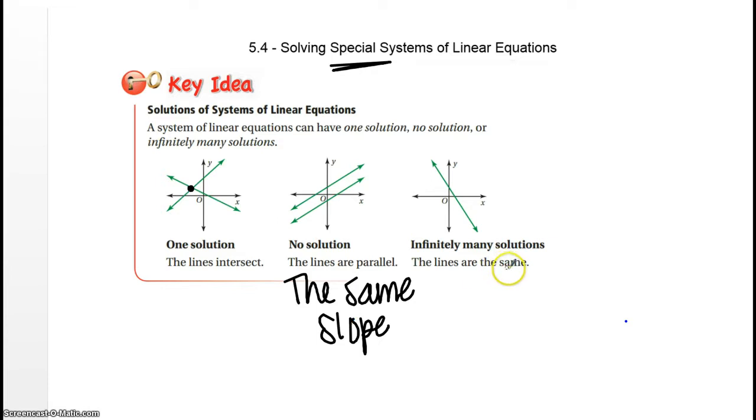Infinitely many solutions, there really is two lines here. So if the lines are the same, which is what it says right there, there's going to be infinitely many solutions because they cross paths at infinitely many points.